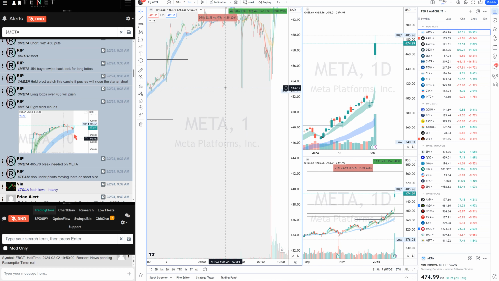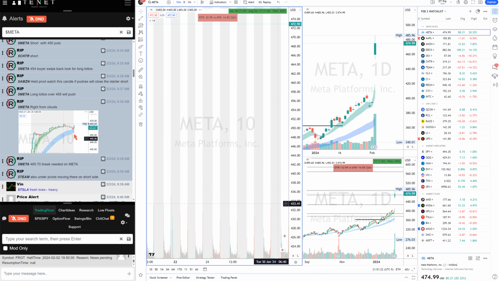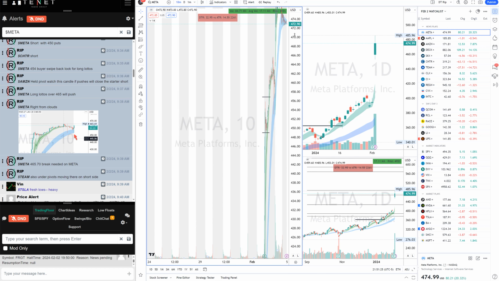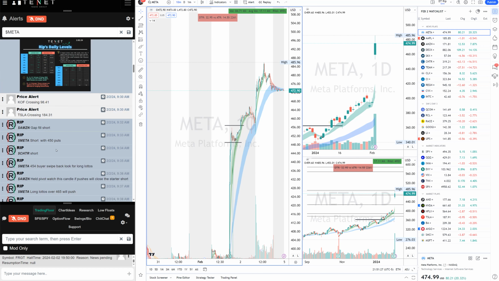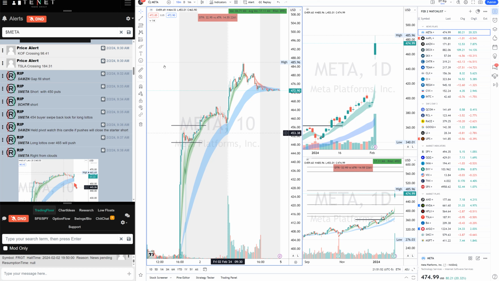You see some pre-market levels here, and it's coming back right there, and it swiped right back. Immediately I closed my short scalps, and this is what I told everyone. Okay, so you see short with the put, then I said 444, buyer is back, long the lottos over 465, it will push, right? I said buyer is swiping, long lottos. I said that in the first 5 minutes, and look at where it's bouncing, right from the Ripster Clouds.